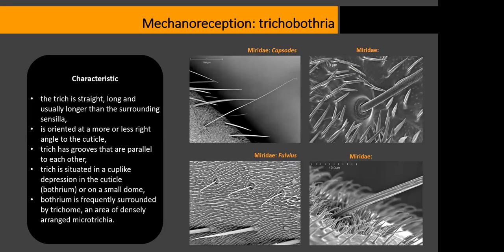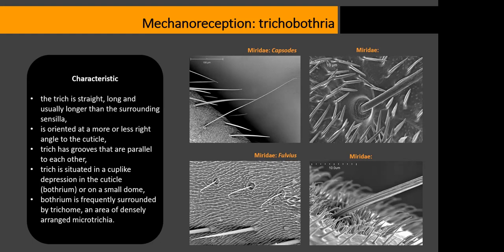Perhaps the most recognizable type of sensillum in Heteroptera is the trichobothrium. It's a trich situated in a cup-like depression in the cuticle, the bothrium, or a small dome surrounds its base. The trich is fine and long, almost straight along its entire length, flexible and tapered apically. Its surface is characterized by parallel grooves. The bothrium is frequently surrounded by a trichome, an area of densely arranged microtrichia.